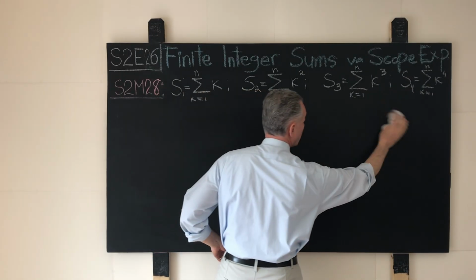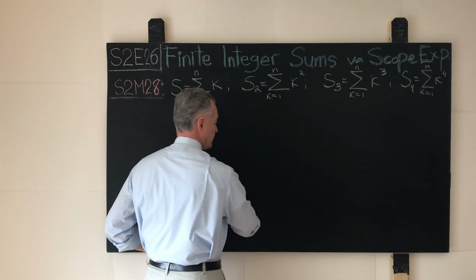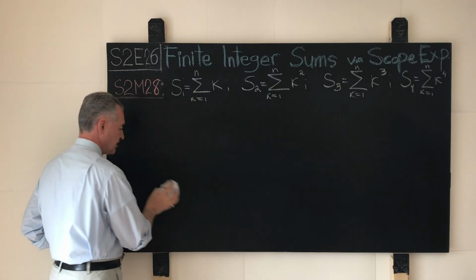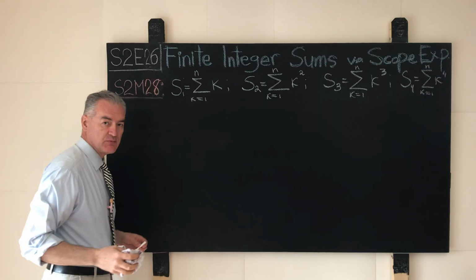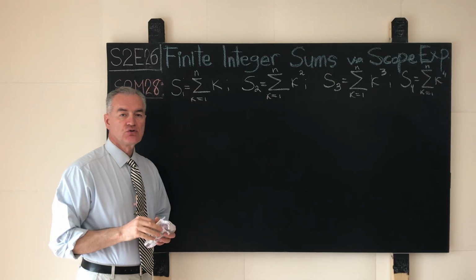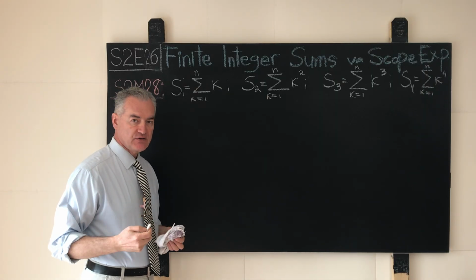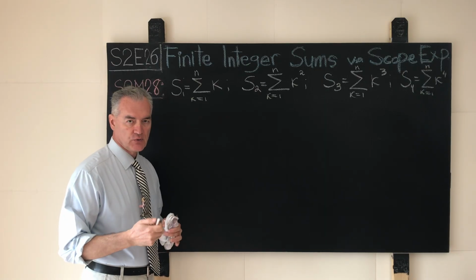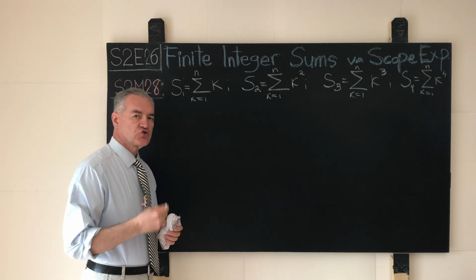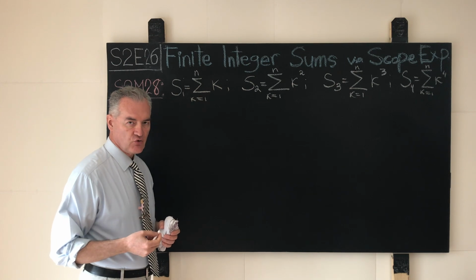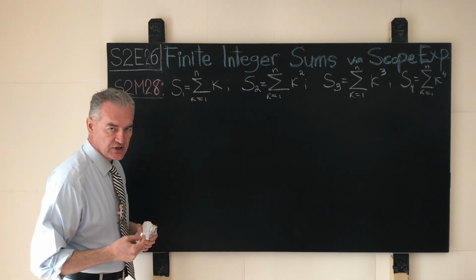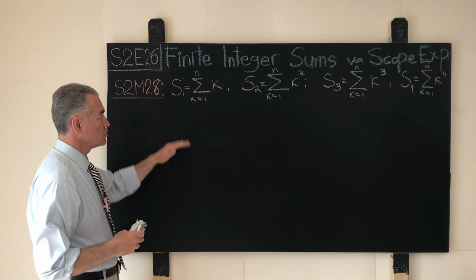In the mathematical problem S2E26, we were asked to use precisely the scope expansion problem solving approach in order to come up with a wholesale method which would allow us to always construct an alternative expression for the finite integer sums in the shape that are shown over here.